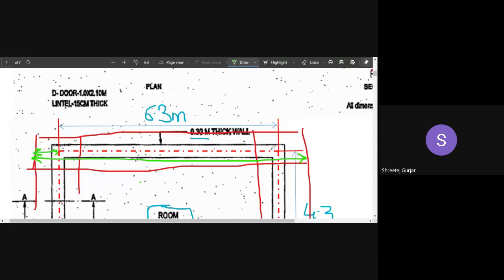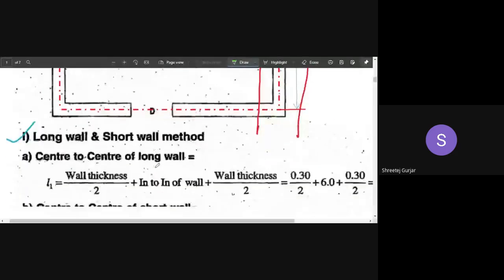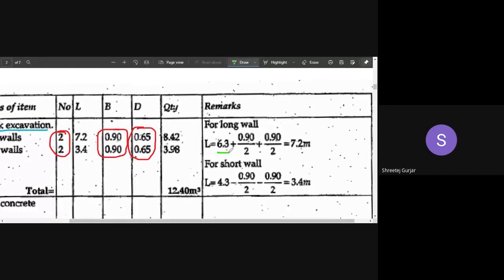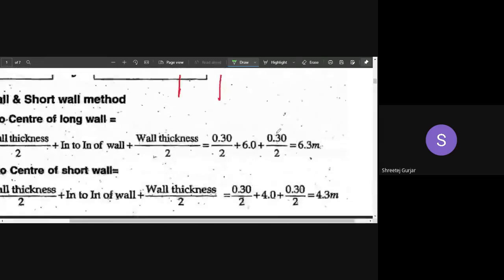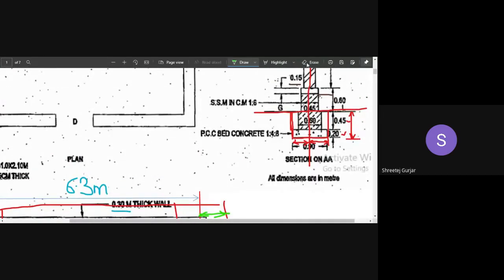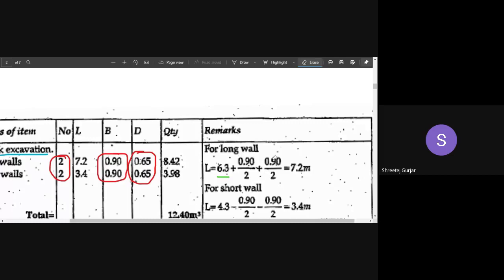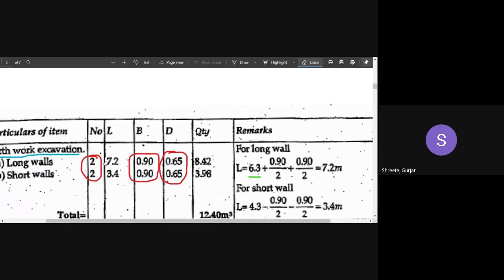So I get the total length: 0.45, the half foundation width, then the 6.3 center line which we have calculated, and then 0.45. They have shown your calculation: 6.3 center line length plus 0.9, that is 0.9 by 2 plus 0.9 by 2, which is 7.2. That is the length of your long wall. I have calculated it for one, so for two numbers we have multiplied here by 2.